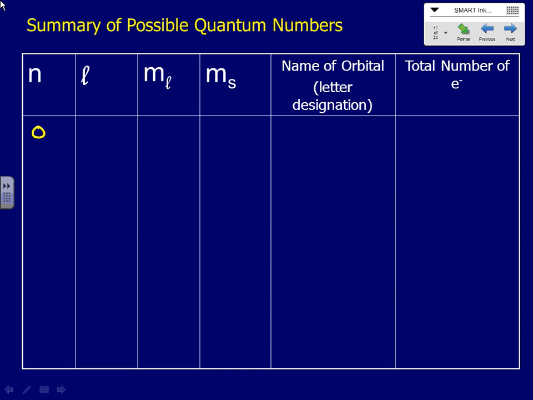If n equals 0, and you can flip back, does anyone remember what the possible values for L are? Christian remembers. Christian, what do you got? 0, because it has to be 0 up to n minus 1, right? That tells me that there's an s orbital. What are the possible values of ml if L is equal to 0? Yep.